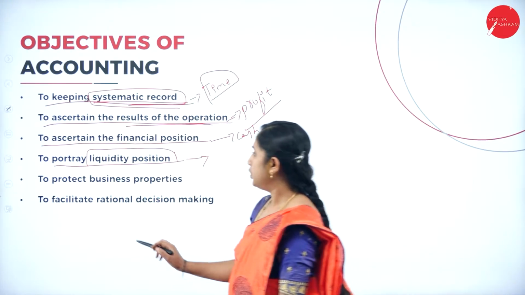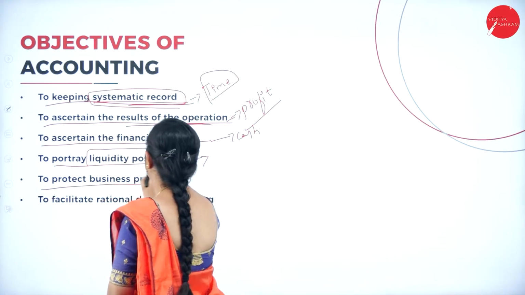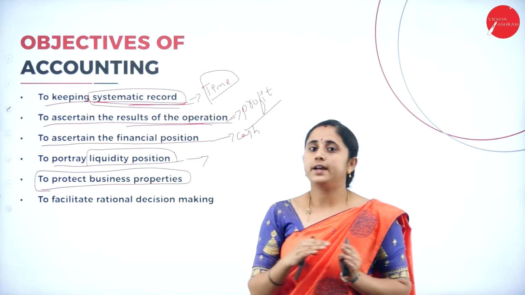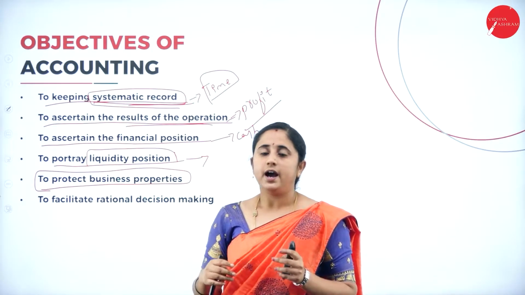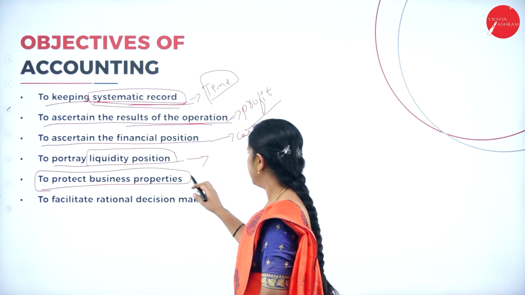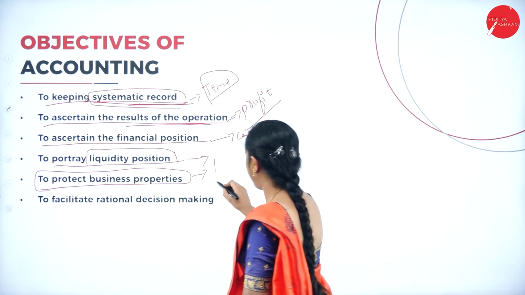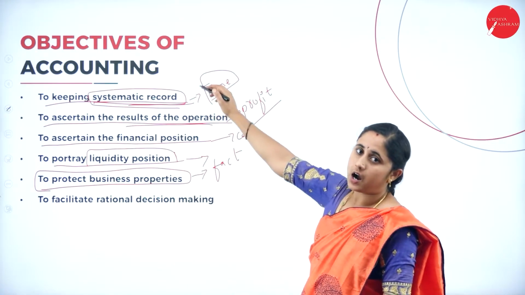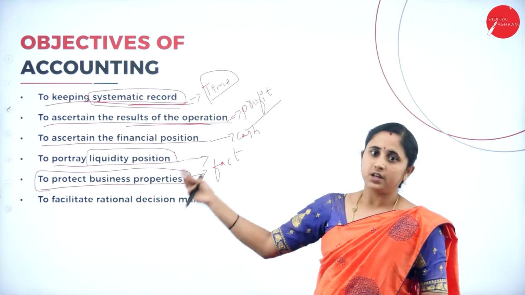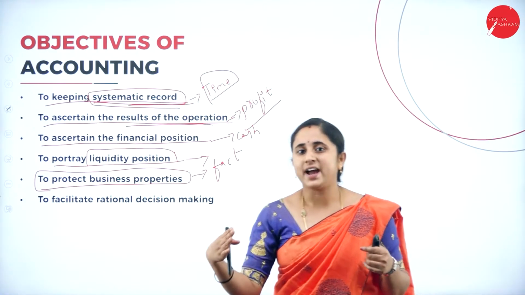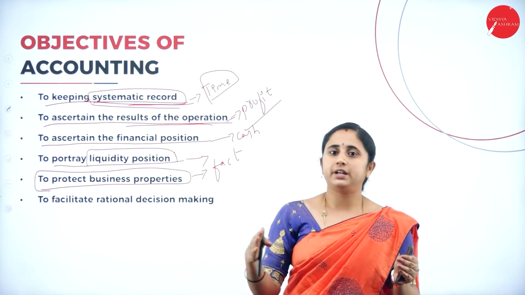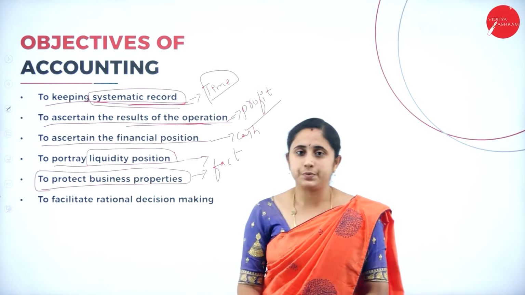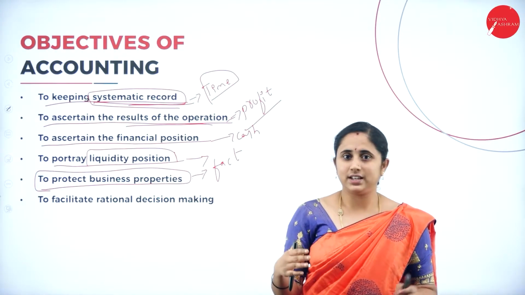Next one, to protect business property. If you are maintaining the account in a systematic way, we can get all the information in order wise, and the facts they can easily find. Nobody can cheat if the accounts are maintained in a proper way. We have proof of all the transactions which have been made and the payments or receipts that have been made. It helps to protect the business property so that nobody can cheat the business.